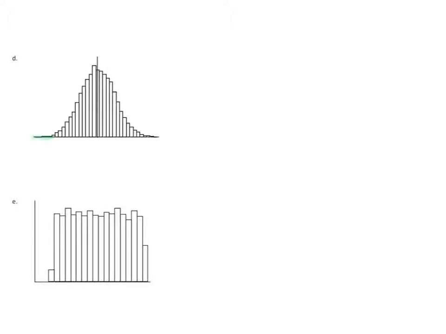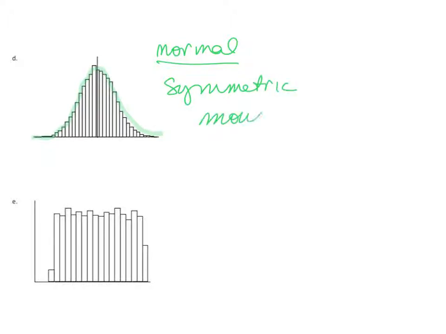Here once again, if I just draw over, I would say, just like A and B, I'd say it's approximately normal. It's symmetric and mound-shaped.